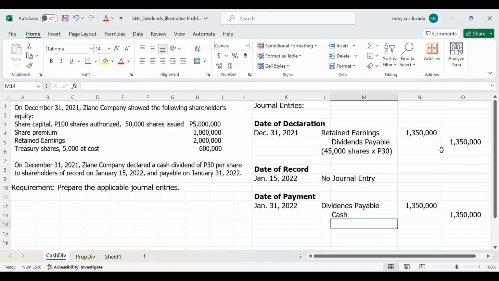Okay? So that's it. The takeaway here is that the cash dividends, or dividends in general, will only be given to the outstanding shares, the issued and outstanding shares. So if you ever see treasury shares, you have to deduct the number of treasury shares to get the issued and outstanding. So from 50,000, we reduce it by 5,000, so it becomes only 45,000. Okay?